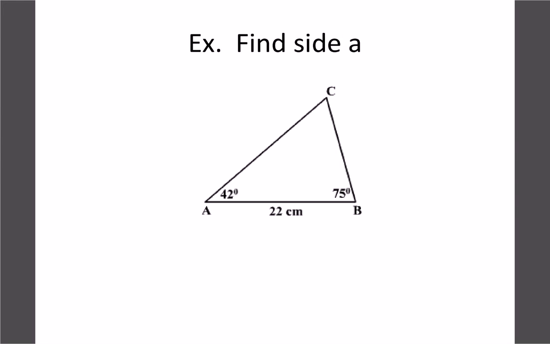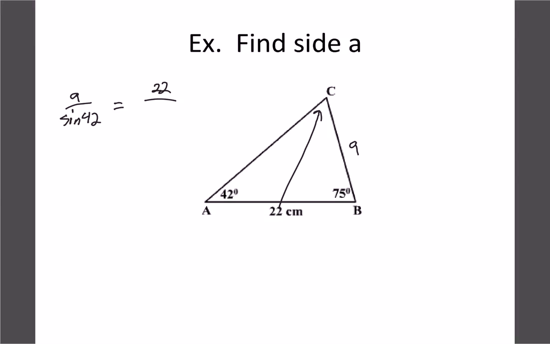Okay, here's one more. If we're looking for side A, so once again, this is one of those ones where we would have a missing angle. So we'd have A over sine 42, so that's good. The side that we have is 22, but we need the angle across from it, which we don't have. But we can use the 180 rule once again.